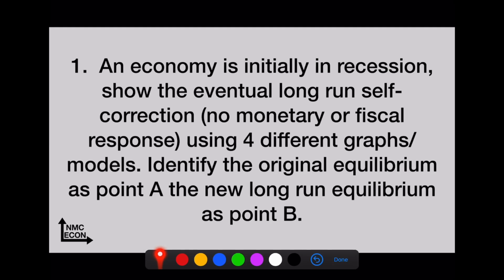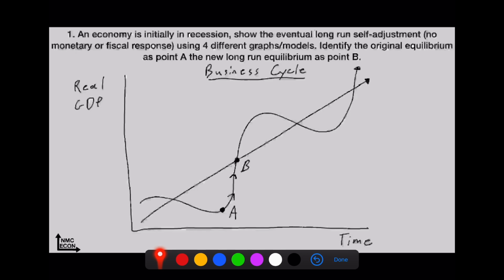Okay, number one, self-correction, 4 different graphs. Pause the video, give it a shot. All right, so macro has a lot of these interconnected graphs. I recommend we use the business cycle, the PPC, the ADAS model, and the Phillips curve to show this one. Start with the business cycle, negative output gap, moving from A to B as the economy can fix itself.